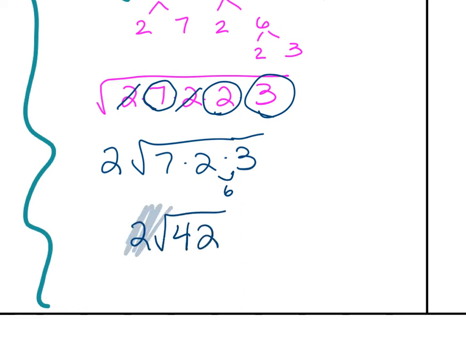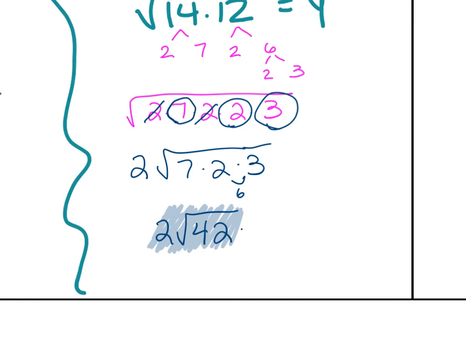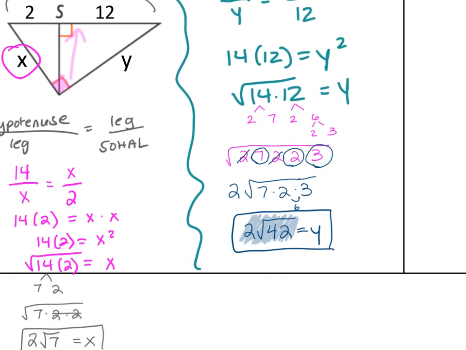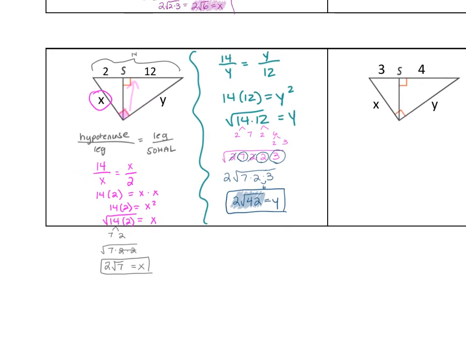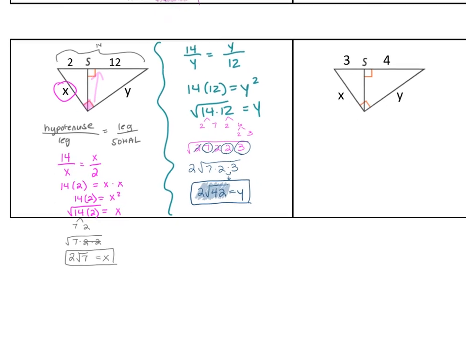But can't you break that down again? Nope, because it'd be 2 and 21, 3 and 7, still the same numbers. Wait, what is x again? X was 2 root 7. All right, you've got about 2.5 minutes to do that last one.